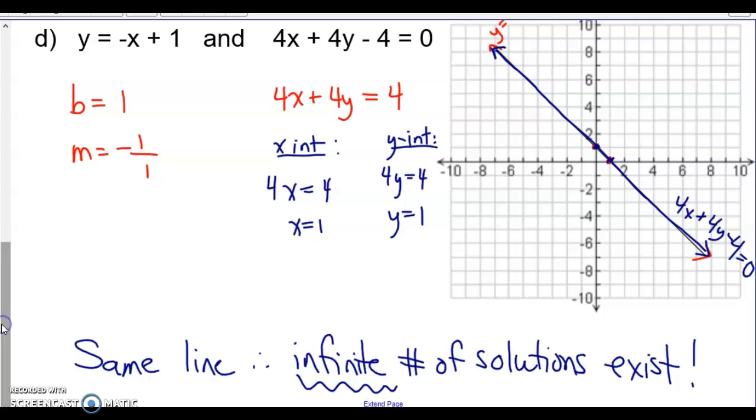So we have three cases. We can have one intersection point, we can have no intersection point if my lines are parallel, and finally we can have an infinite number of intersection points if I have the exact same line.